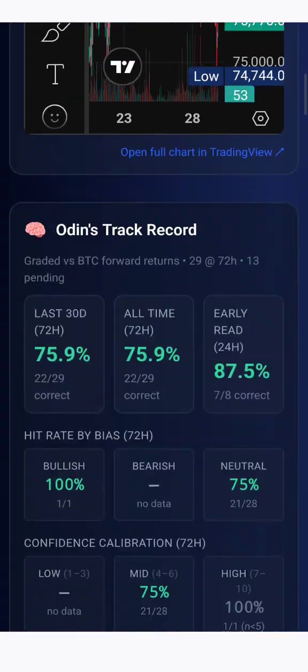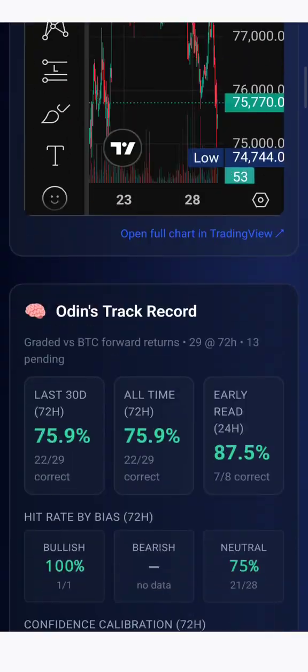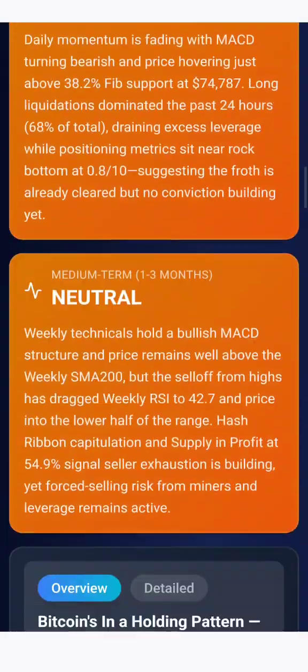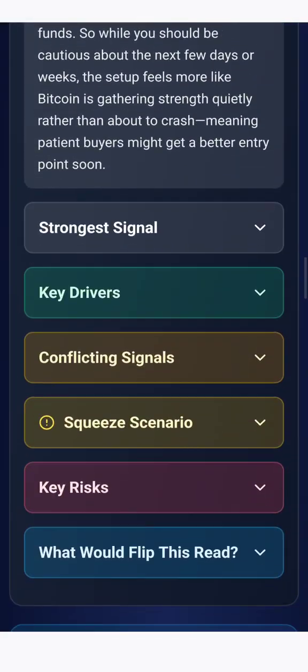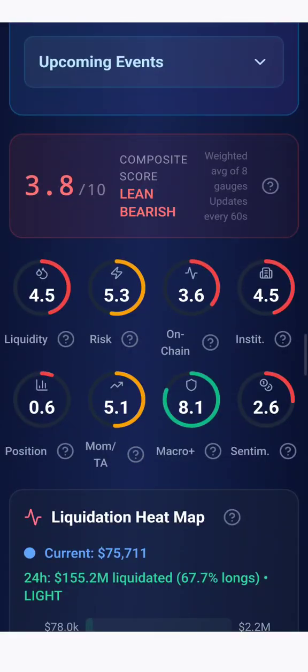So getting right to it, if you scroll down past the TradingView widget, the track record, and the analysis, you're going to get here to these 8 gauges, and at the very top there's a little card that reads composite score. Right now we're at about 3.8 out of 10, leaning bearish. We are in a technical bear market with Bitcoin, so that would be consistent with regime and market conditions.